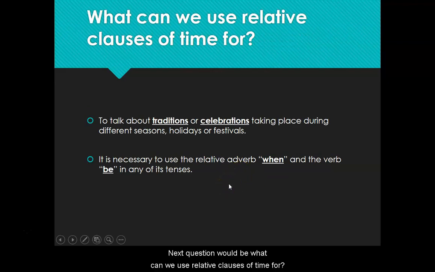Now, next question would be, what can we use relative clauses of time for? We use relative clauses of time to talk about traditions or celebrations taking place during different seasons, holidays, or festivals. It is necessary to use the relative adverb when and the verb be in any of its tenses, meaning simple present, simple past, or any other.